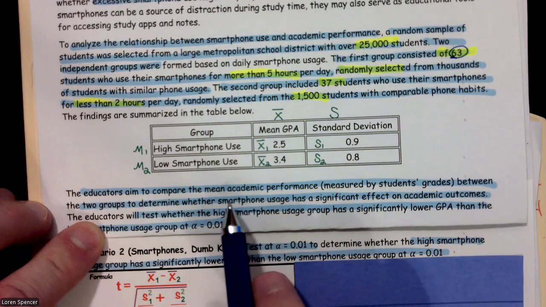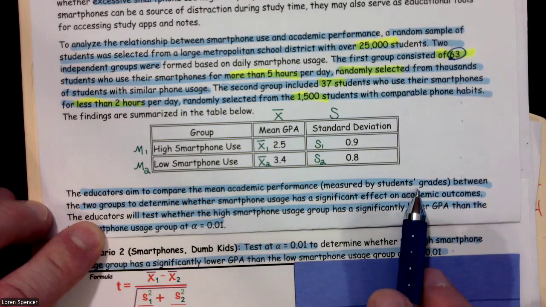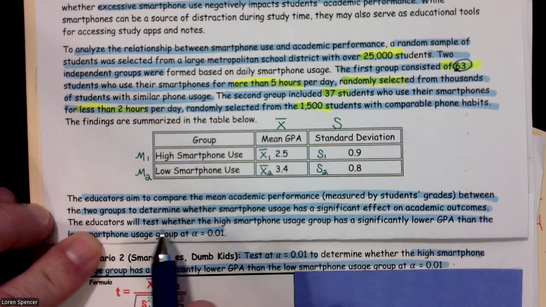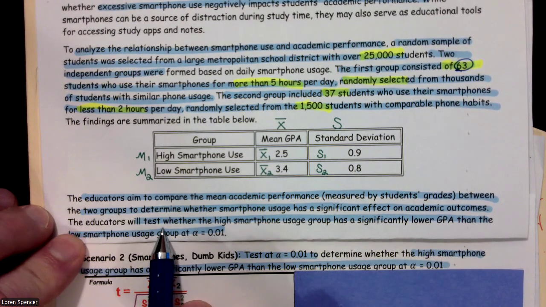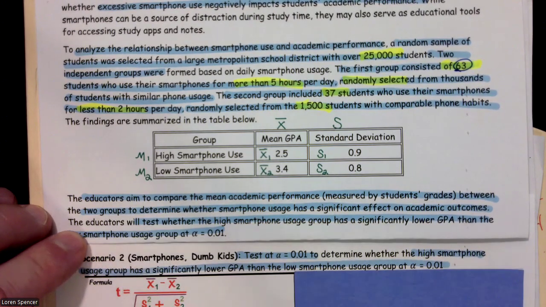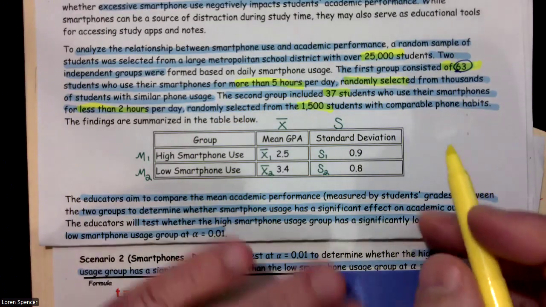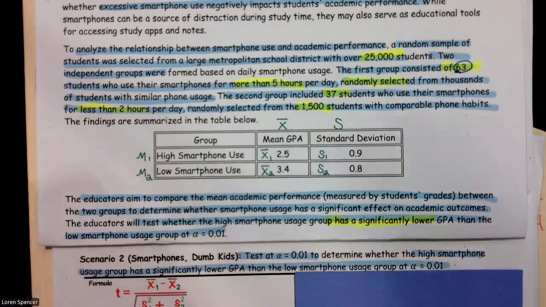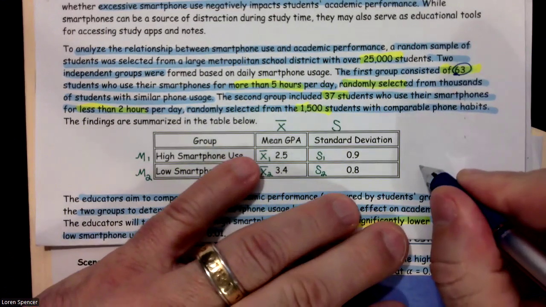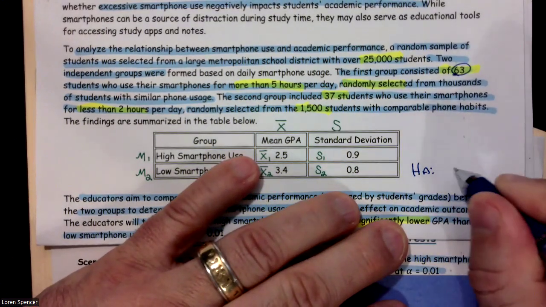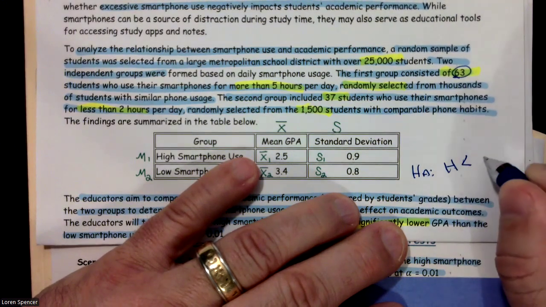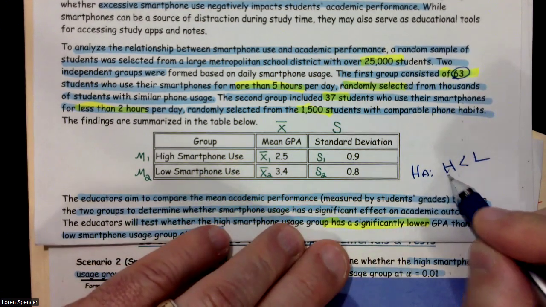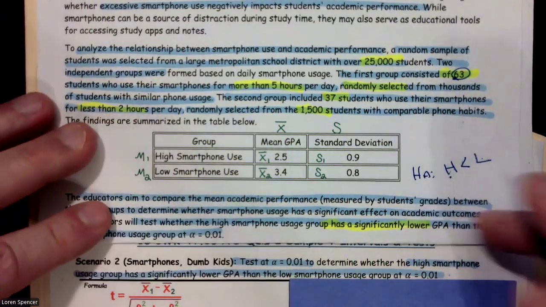The educators aim to compare the mean academic performance, measured by students' grades, between the two groups to determine whether smartphone usage has a significant effect on academic outcomes. The educators will test whether the high smartphone usage has a significantly lower GPA than low smartphone usage. So our Ha is going to be that high usage has lower GPA than low usage. That's what we're testing.